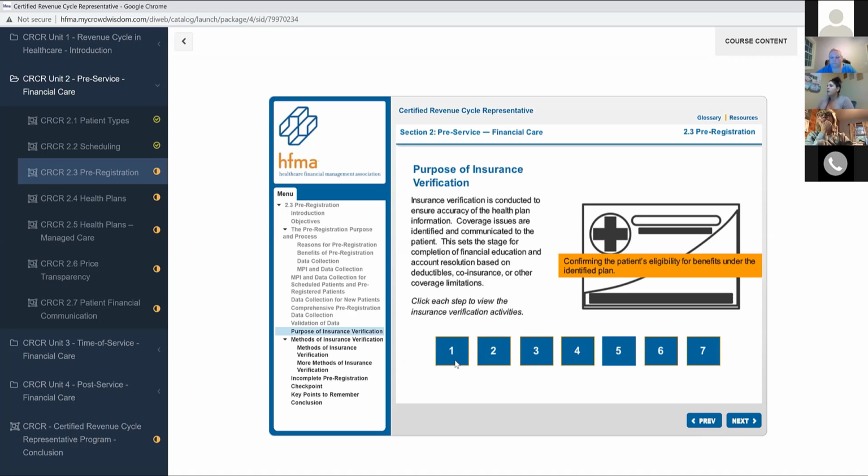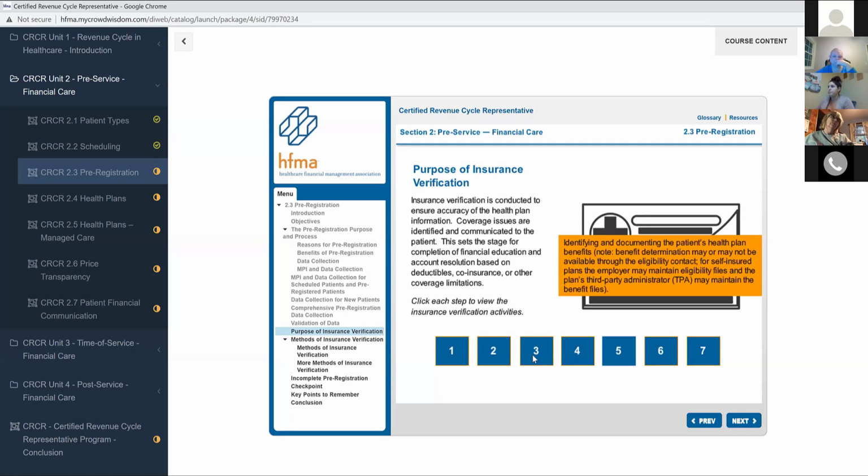So step 1, confirm the patient's eligibility for benefits under the identified plan. Number 2, identifying and documenting the patient's health plan benefits. Note benefit determination may or may not be available through the eligibility contact. For self-insured plans, the employer may maintain that eligibility. Sequencing plans involved in a coordination of benefits, so COB situations, so the primary, secondary, and tertiary plans are correctly recorded and billed.